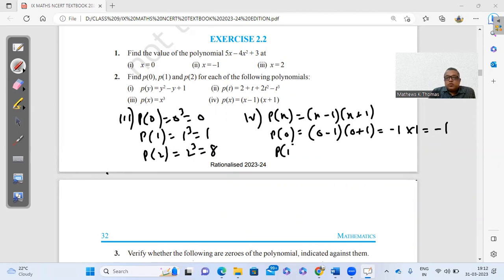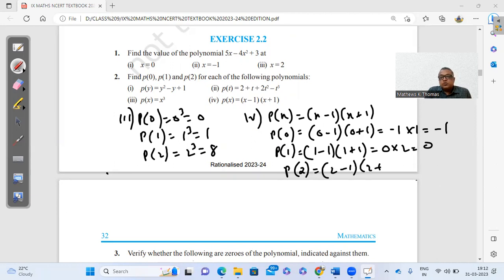And then when I'm putting the value of x as 1, I'll get 1 minus 1, 1 plus 1. This is going to be 0 into 2, that is 0. And when I'm putting the value of x as 2, I'm going to get 2 minus 1 and 2 plus 1. This is going to be 1 multiplied by 3, that is 3. Right? So you can note down these solutions. And if any question like this comes, you can easily find out the answer, right?